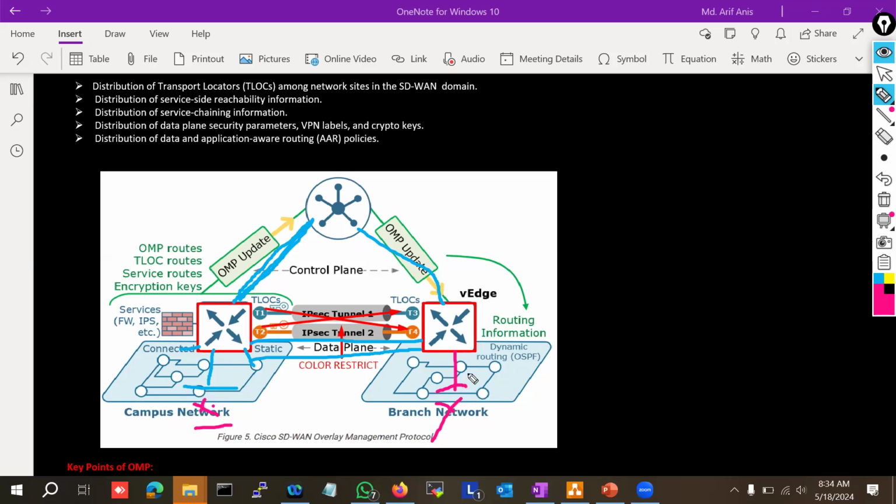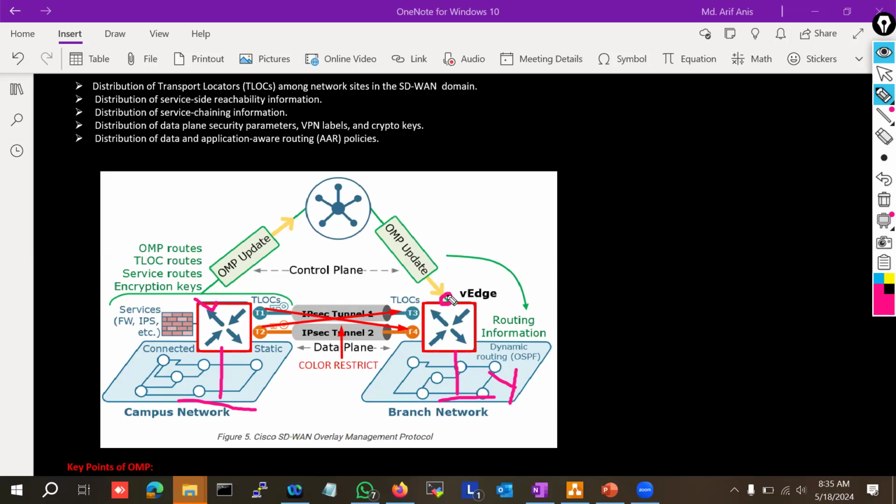So what you will do, you will just redistribute this connected or OSPF network into OMP, and OMP will again distribute this route to another edge router, right? So when this edge device distributes the Y network to this edge router, what will it say is the next hop? The next hop would be this TLOC, right?